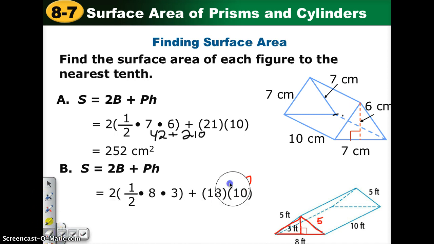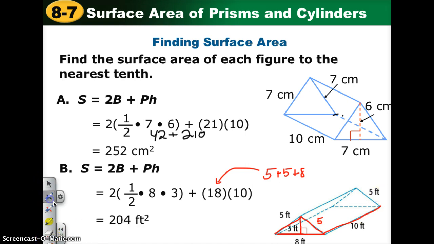So I get 8 times 3 times a half because it's a triangle, but times 2 because there's 2 of them. So it's kind of counterproductive here. We just end up canceling them out anyway, but that's following the official steps. And 18 comes from 5 plus 5 plus 8, which is the perimeter of the triangle. And then 10 happens to again be the height between the 2 bases.